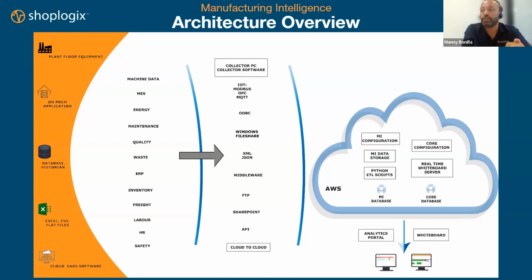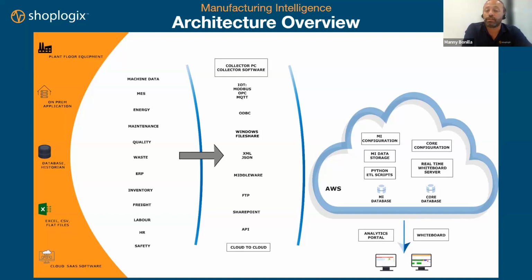So Shoplogix, how do we do this? Well, first we have an on-prem to cloud option. For our core, we collect all the data through a collector PC and collector software. We've enhanced that significantly to allow us to pull from any source of data in the plant that is perhaps behind a firewall or not allowed to go onto the internet. So we will talk to those site sources, collect the data, and send it to the cloud through our own software package. That could be a connection to an ODBC database. It could be a Windows file share. It could be flat files.